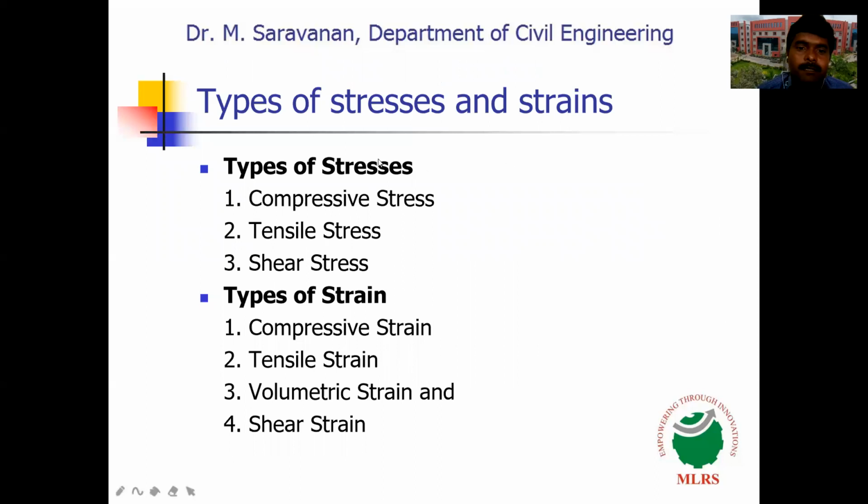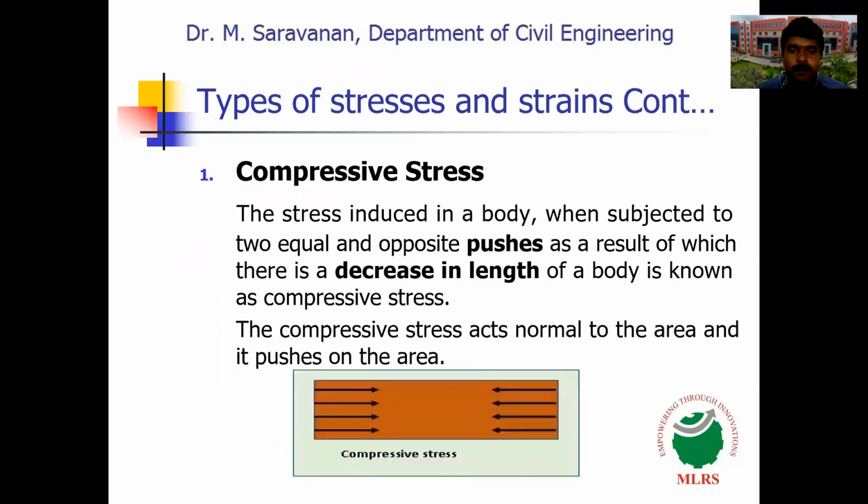Now we can see the types of stresses and strains. The types of stresses are compressive stress, tensile stress, shear stress. And the types of strain are compressive strain, tensile strain, volumetric strain, and shear strain. So now we can see what is compressive stress.